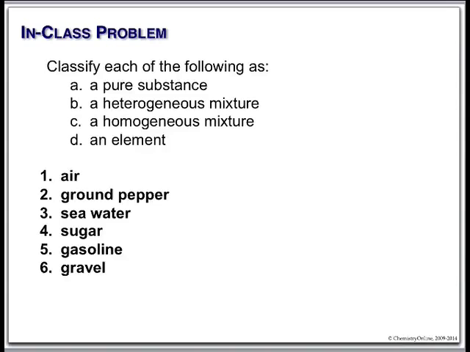Air. What is air? Air is mostly nitrogen, about 80%. Almost 20% oxygen. Then there's some CO2 thrown in, and a whole bunch of other stuff. But every sample of air that I take from here or here is going to be the same, isn't it? That means it is a homogeneous mixture of these gases.